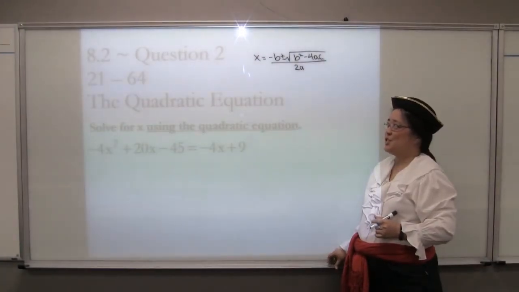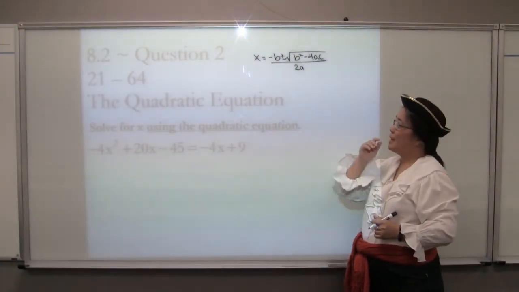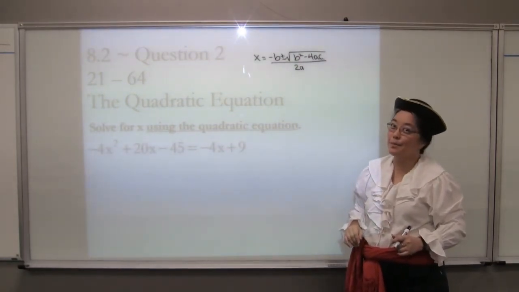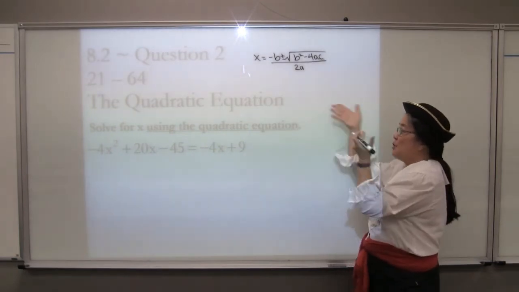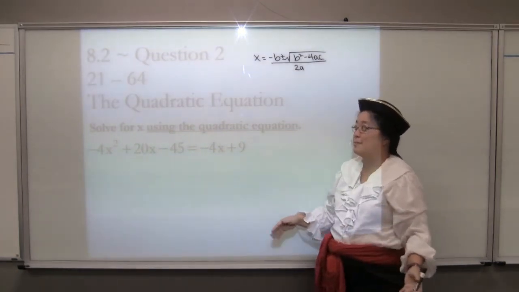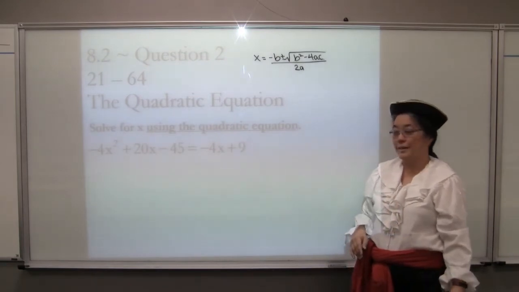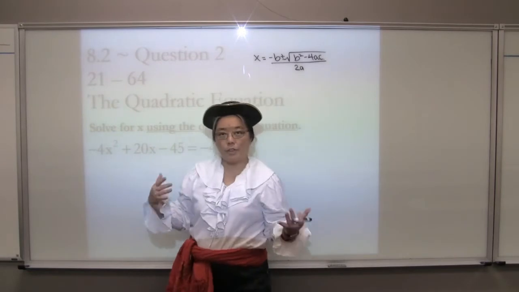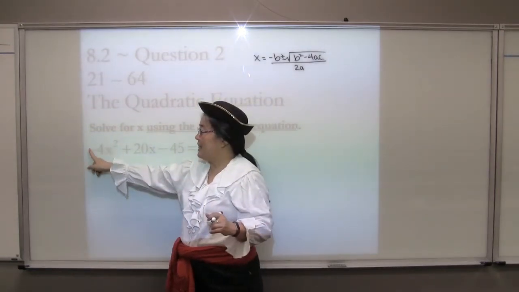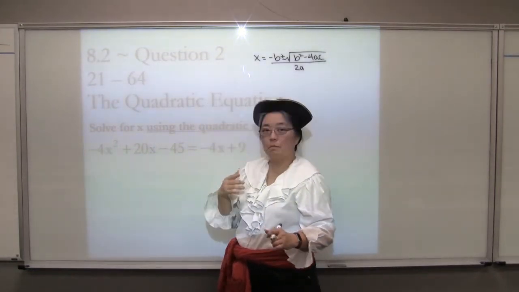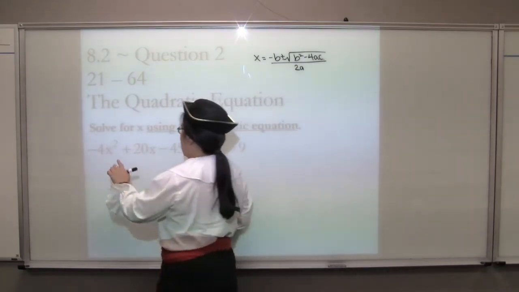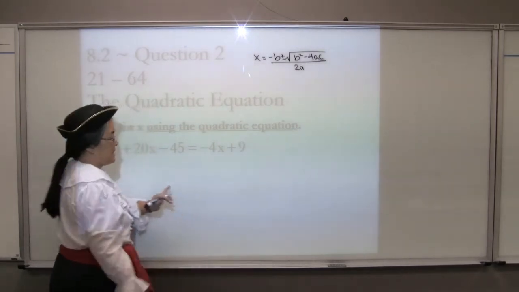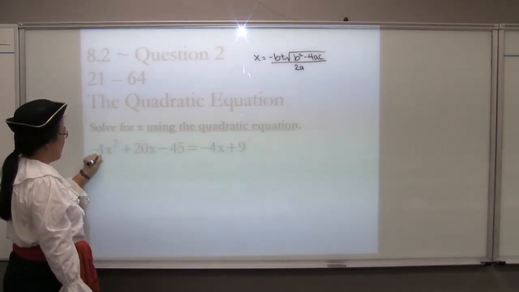Chapter 8, Section 2, Question 2. I left the quadratic equation up from the last question. That's important because we're going to be using the quadratic equation on this problem. Solve for x using the quadratic equation. You knew it was coming. I'd like you to get everything on one side equal to 0, and I would like this leading coefficient to be positive. It's negative. It's the only x squared term, so I'm moving everything to the right-hand side because I want this to be positive.